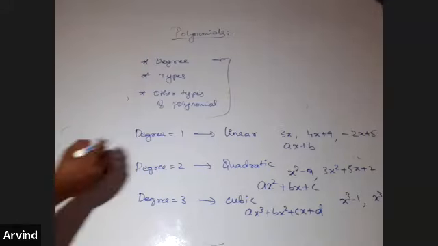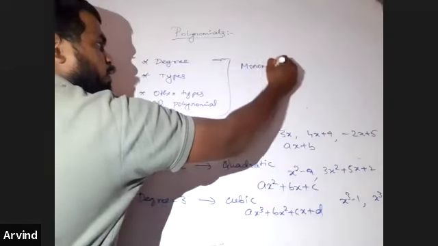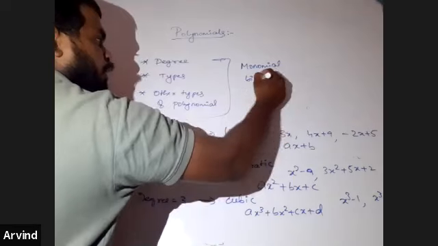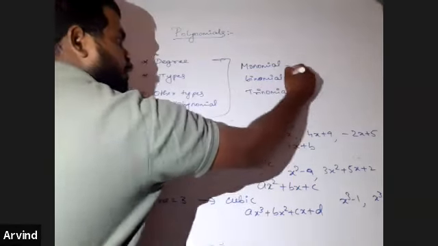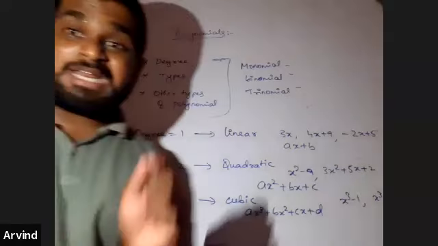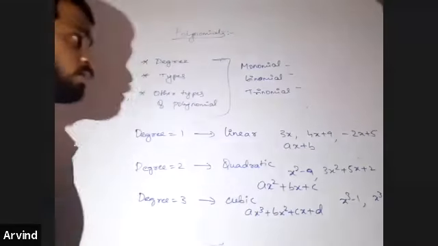Now let's quickly do some more things. Other types of polynomials are monomial, binomial, and trinomial. Okay, monomial, binomial, trinomial. What is a monomial now? Single term. With one term. With one non-zero term. That is the word that I'm expecting. Okay, non-zero term. Why non-zero term?